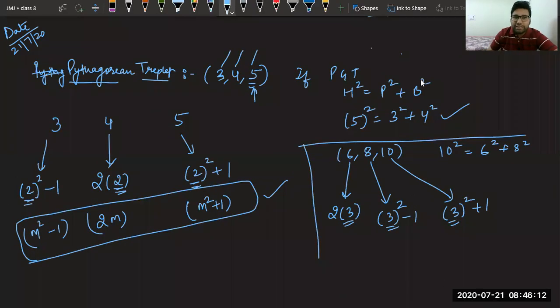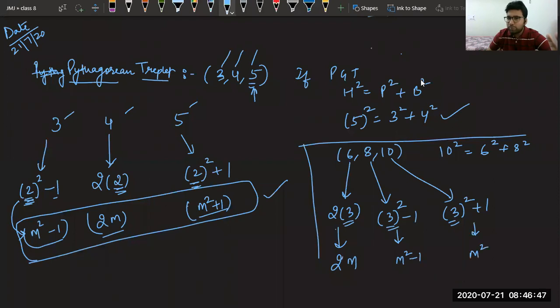I am trying to find a relation. We saw that 3, 4, 5 are triplets. So I can write 3 as 2 square minus 1, no issue, because 4 minus 1 is 3 only. I can write 4 as 2 into 2, that is 4. I can write 5 as 2 square plus 1, which is 5 only. So I made a general formula like m square minus 1, 2m and m square plus 1. Here also you can say it is 2m, it is m square minus 1 and it is m square plus 1. I hope this is okay for you.